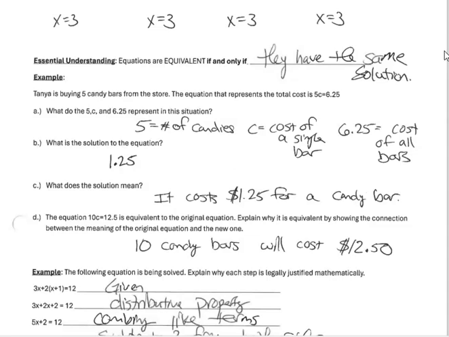And this actually brought us to a kind of cool connection here. We know that 5c equals 6.25, meaning 5 candy bars being $6.25, and 10 candy bars being $12.50 is basically the same situation, just different numbers of candies. So what we found was that if you multiply one side by 2 and the other side by 2, you basically get the same situation. Why is it the same situation? Because both of them result in a candy bar being $1.25.